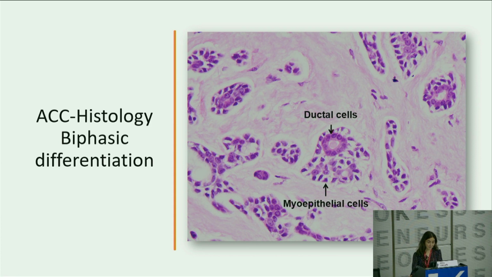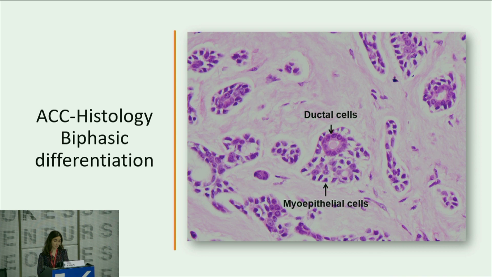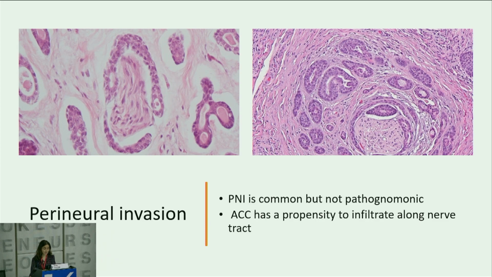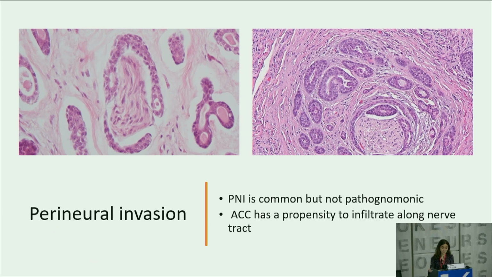Here we see the biphasic differentiation of adenoid cystic carcinoma, with ductal cells surrounding a lumen with eosinophilic cytoplasm and central nuclei, and myoepithelial cells at the periphery with hyperchromatic nuclei and angulated features. Perineural invasion is very common in adenoid cystic carcinoma, and the tumor has a propensity to infiltrate along the nerve tract beyond the main tumor mass, perhaps accounting for the high recurrence rate.